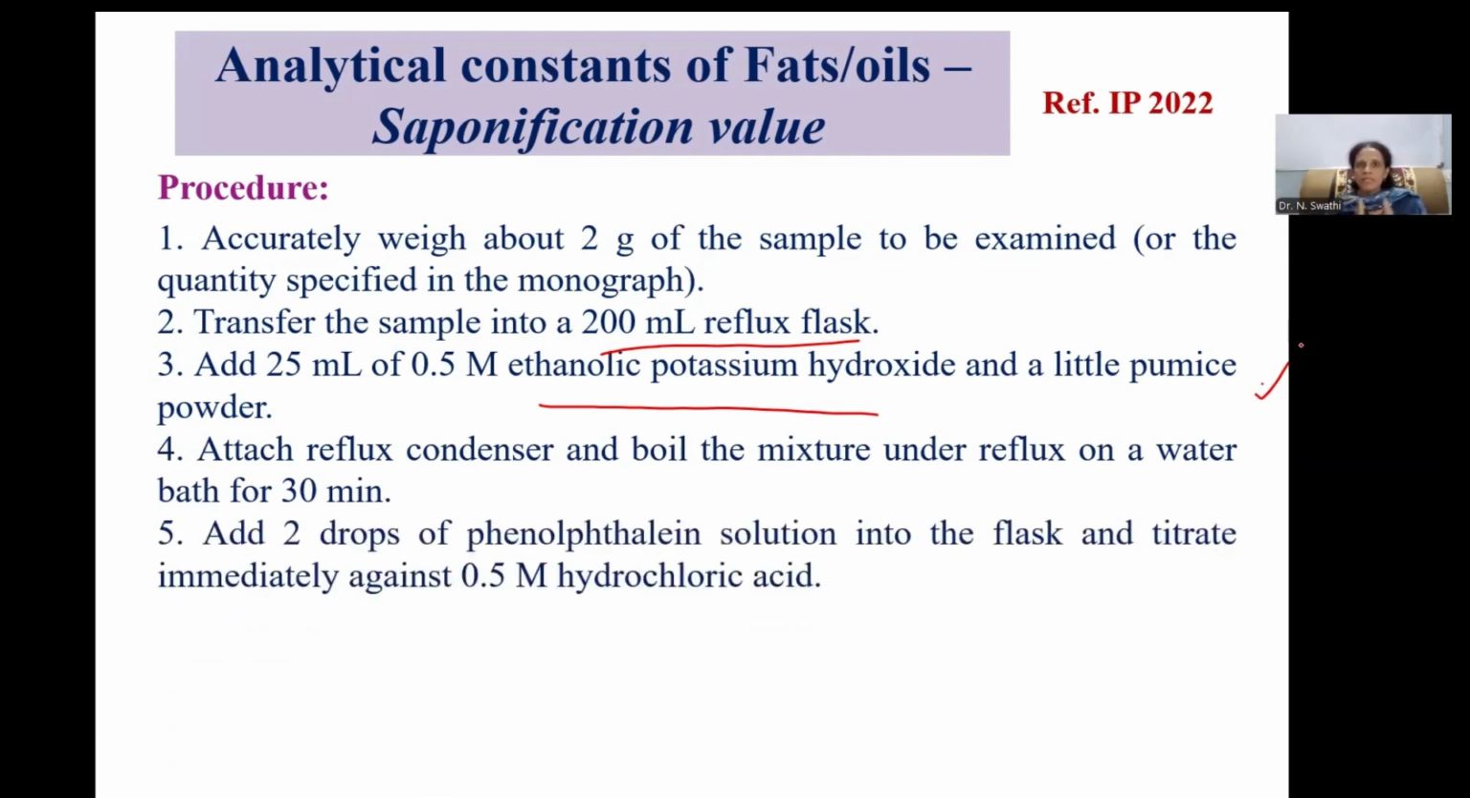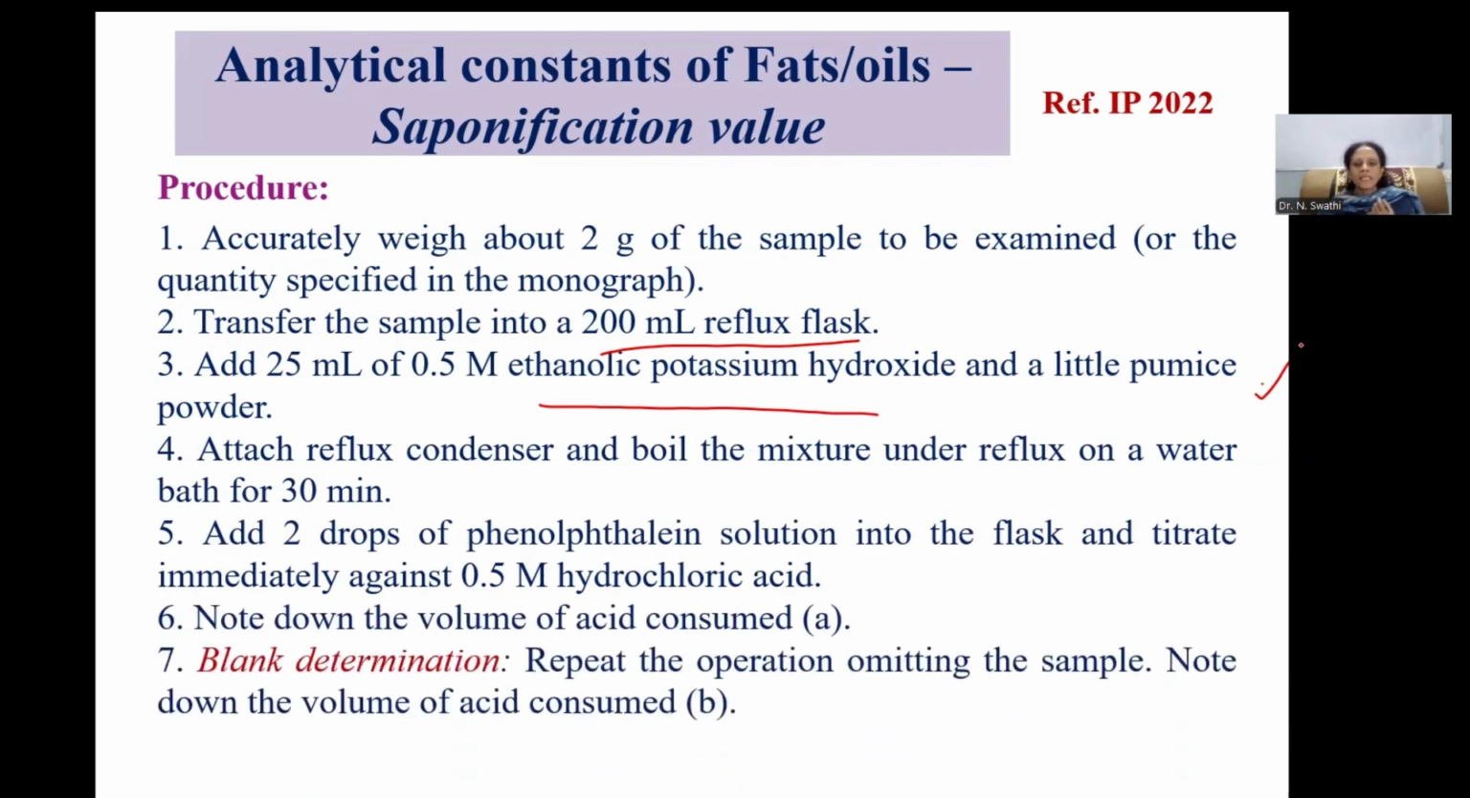That means your sample is now ready for the titration. At this point of time, add 2 drops of phenolphthalein indicator and titrate the contents of the flask immediately using 0.5 molar hydrochloric acid. Once you get the endpoint for this titration, note down the volume rundown as A ml.